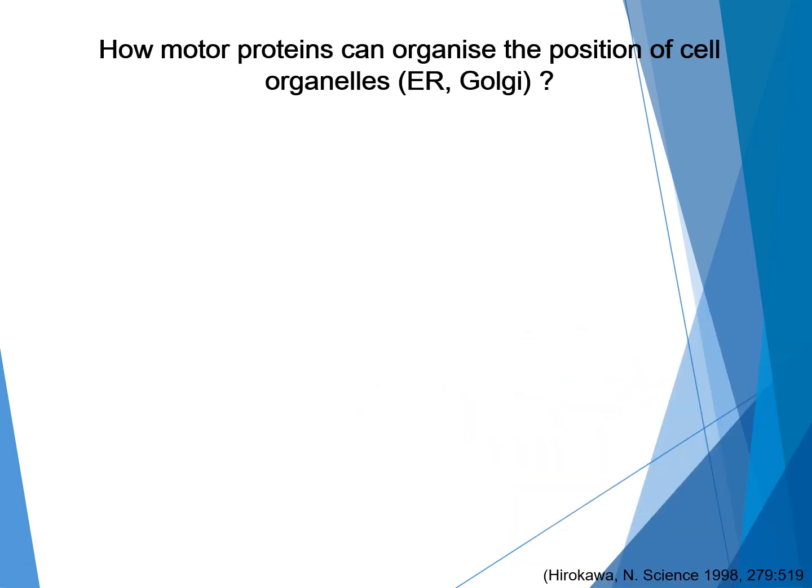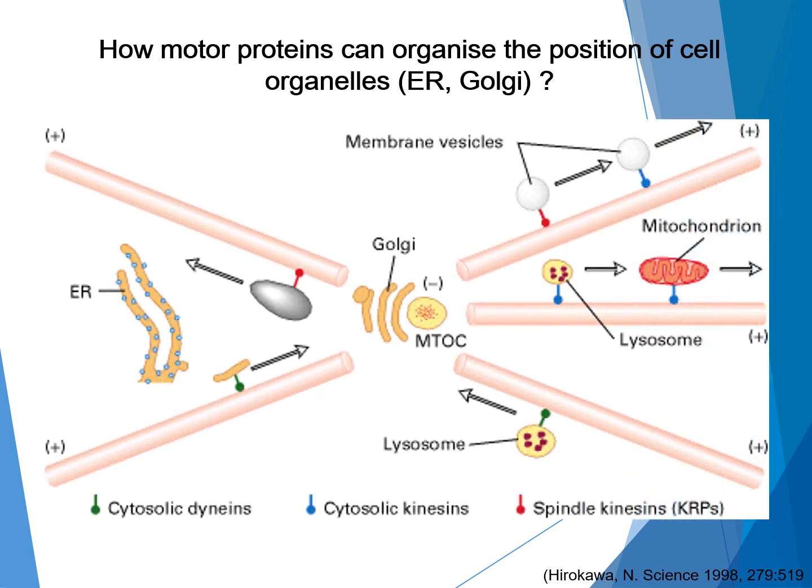Okay, how motor proteins can organize the positions of the cell's organelles. Okay, this is how it looks. When the cells need energy, or when they want to mobilize for exocytosis, it will happen in this way. The vesicle will move away from this Golgi apparatus. Okay, because the Golgi apparatus is the region where most of the macromolecules are being assembled.